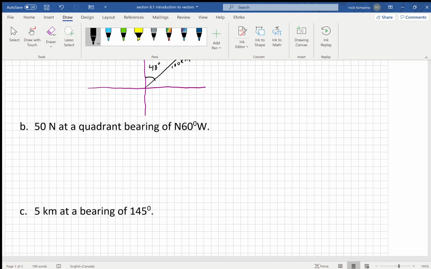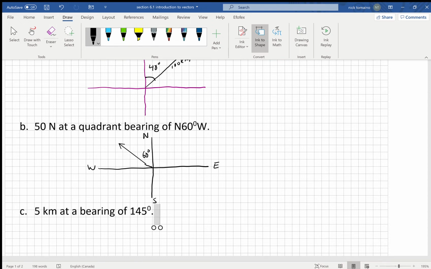Next one, we have 50 newtons at a quadrant bearing of north 60 degrees west. So again, we'll draw our north-south axis. Okay, and we'll label it north, east, south, and west. So north is where we start, and we're going 60 degrees to the west. So it looks something like that. We'll extend that right there. And we have that this is 60 degrees.